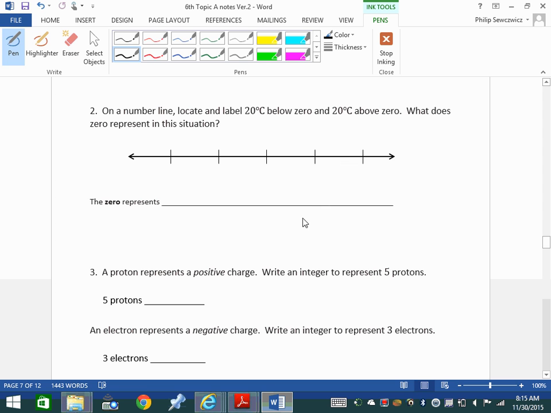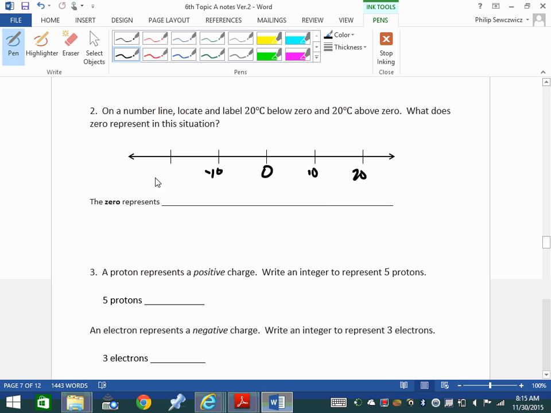So here on the number line, locate and label 20 degrees Celsius below 0 and 20 degrees Celsius above 0. What does 0 represent? Okay, so I know I've got 0, so I'm going to go to the middle. I want to land on 20. What should I count by? Yeah, count by 20s, right? We could. What else could we count by? We could count by 5s, 10s. We can use all those things. I'm going to use 10 here just because of the number of tick marks we've got. But technically, if you wanted, we could do that.